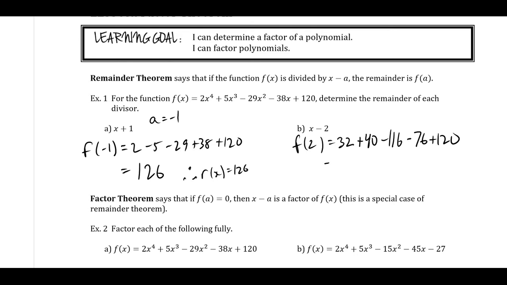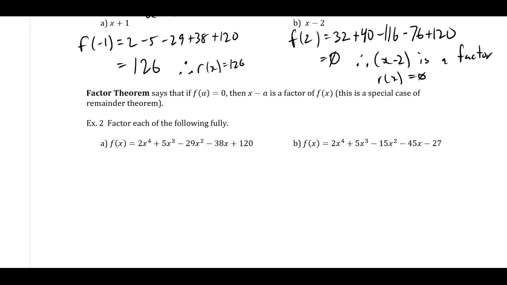Right, that gives us 0. Therefore, x minus 2 is a factor because our remainder is 0. So the factor theorem tells us that if f at a is 0, then x minus a is a factor of f of x. This is an easier way of finding a factor, and then we can use that to divide and start actually factoring polynomials.